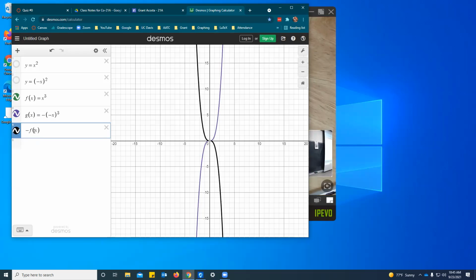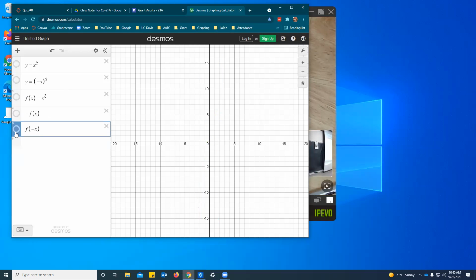Cool. Yeah. So if you already have written something for f of x, so there's negative f of x, and here's f of negative x. And if we unclick a couple of these, right, negative f of x and f of negative x are the same. Kind of cool. I think it helps us see things.